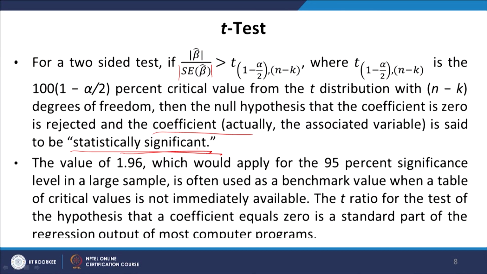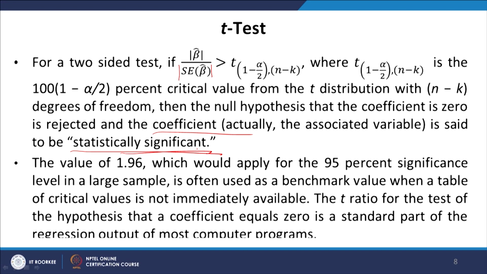The value of 1.96, which would apply for the 95% significance level in a large sample, is often used as a benchmark value when a table of critical values is not immediately available. The t ratio for the test of the hypothesis that a coefficient equals 0 is a standard part of the regression output of most computer programs.